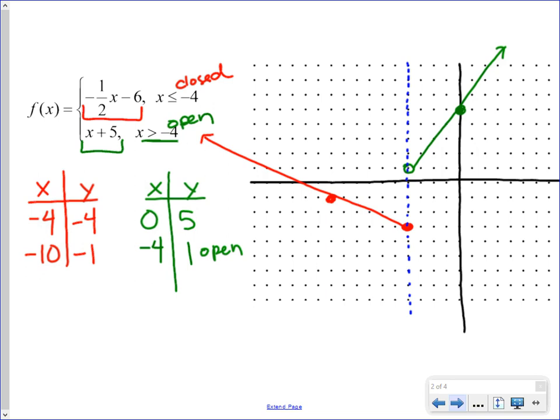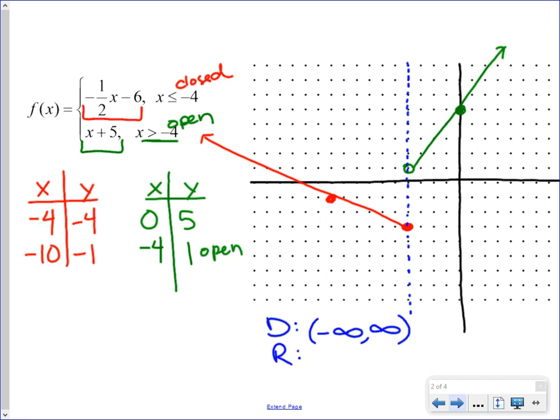On a side note, you could still do domain and range for a piecewise function. If we were looking at domain and range here, looks like the red line is going to extend all the way to the left, so that would be -infinity. The green line is going to extend all the way to the right, which would be +infinity. And because one drops off at -4, the other one picks up right after that, there are no gaps in the graph, so domain would be -infinity to +infinity.